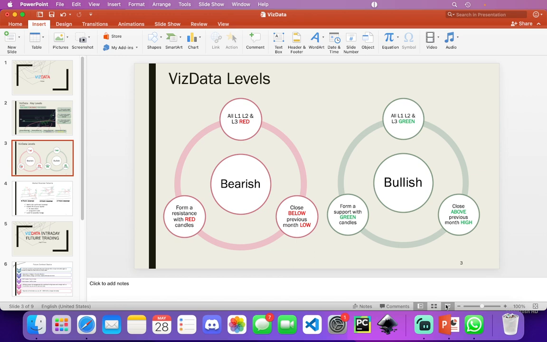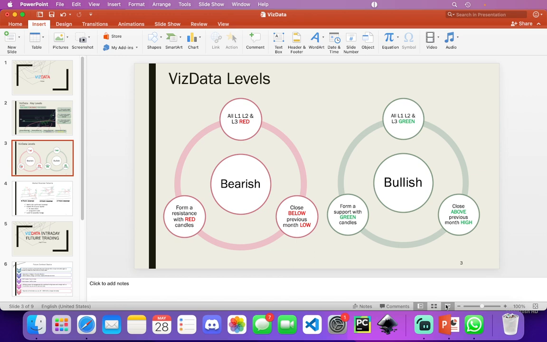So the previous month's high should be broken, and that should become a support rather than a resistance, and form a support with a green candle. So these three conditions are what we have to look for. And on April 3rd, what happened was all three levels were green, and green candles appeared, but I said we have to wait for this condition to confirm that the market has turned green.